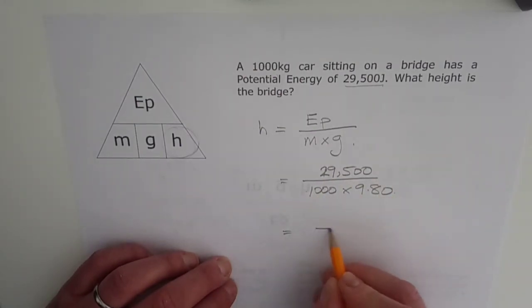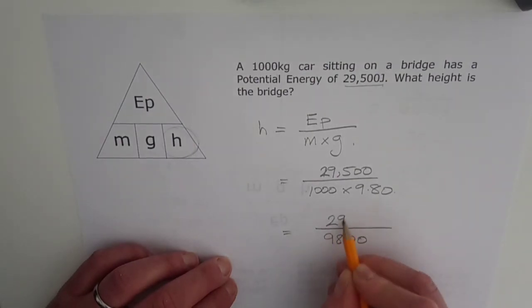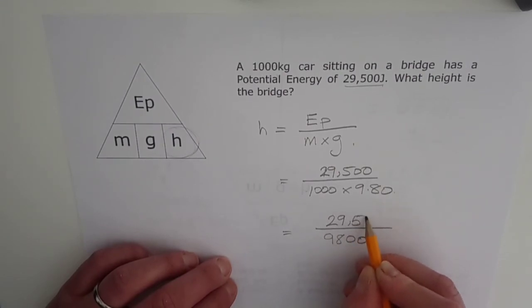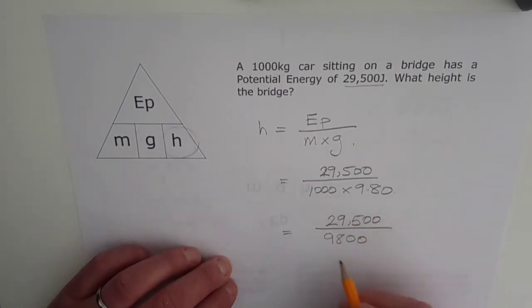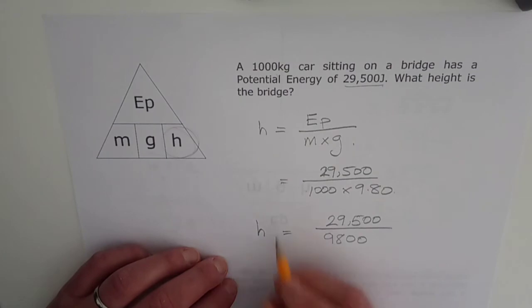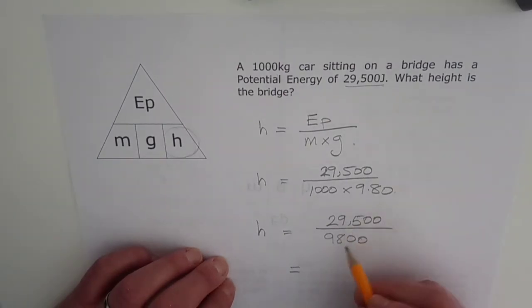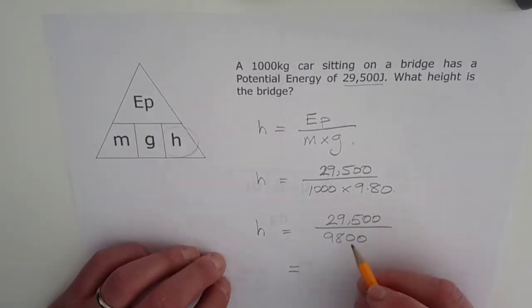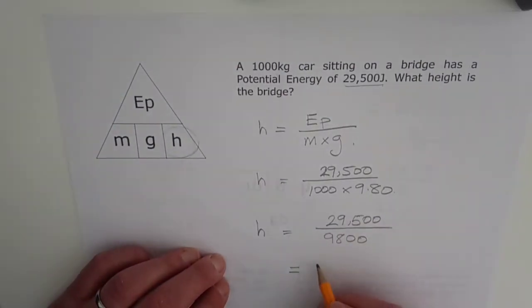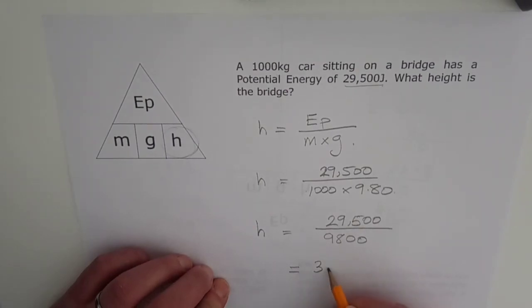So as I've said, that gives us 9,800. So 29,500 is your potential energy, and we're working out the height, remember? Height, H, still there. Put it in there as well. So what we're doing there this time is dividing that by that. We're going to get probably a relatively small number, and it ends up being just about 3 meters.